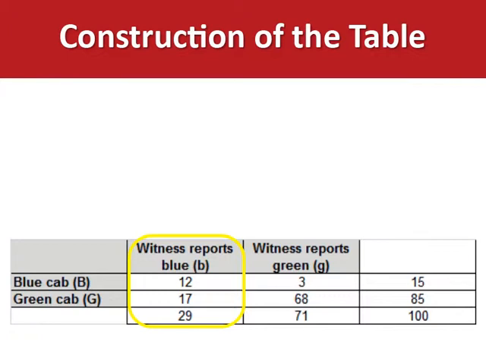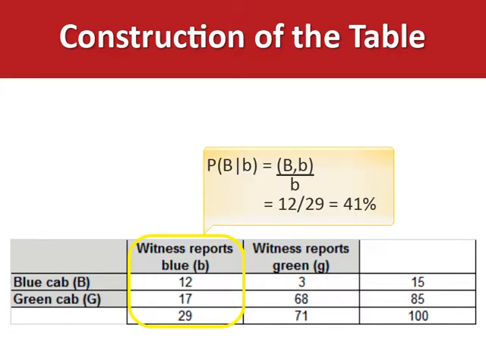Now, yes, the witness was often right when the cab was blue, but the witness was wrong 20% of the time. But 20% of the much larger number of green cabs is a relatively large number. So of the 29 cabs reported by the witness as being blue, assuming we did this many trials, only 12 of them would actually be blue, and this is where we get the probability of 41%.